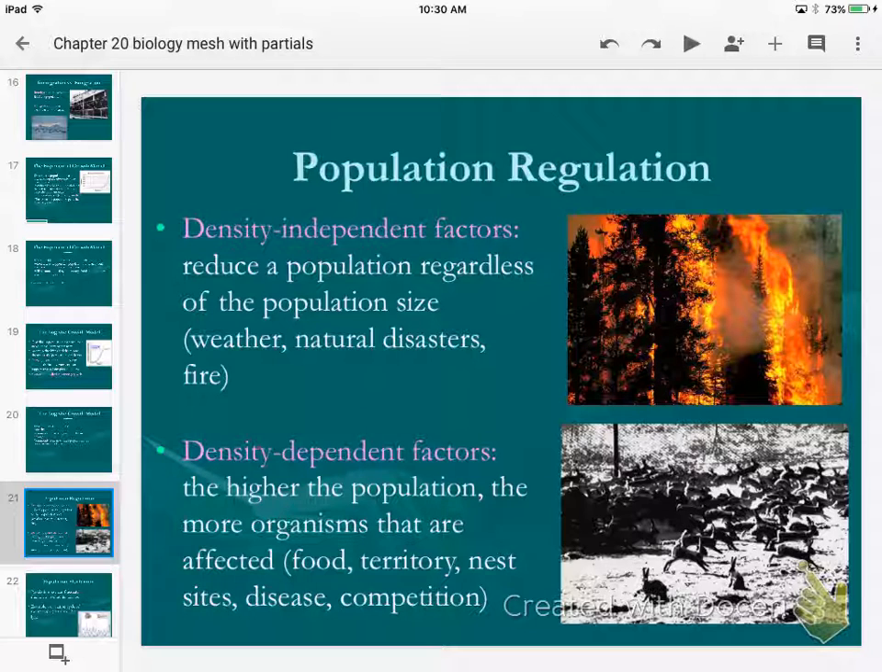So density-independent factors, doesn't matter how closely packed you are, y'all die. Whereas with density-dependent factors, if you're more densely packed, you tend to see higher mortality rates. So lack of food, disease, competition.